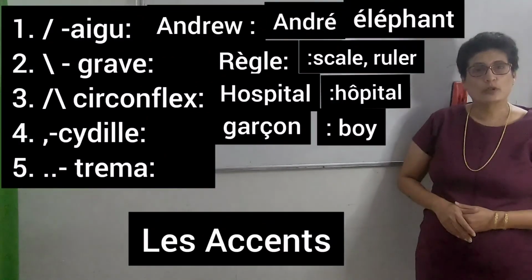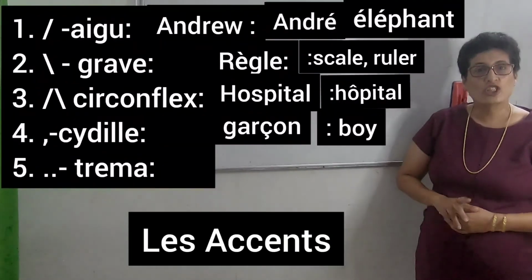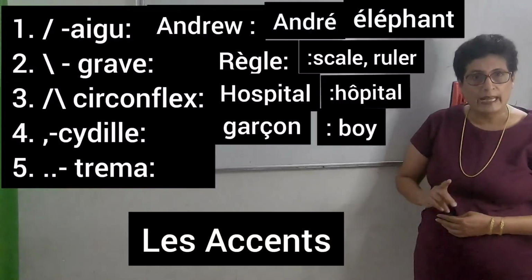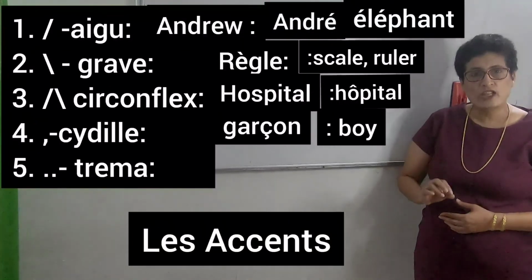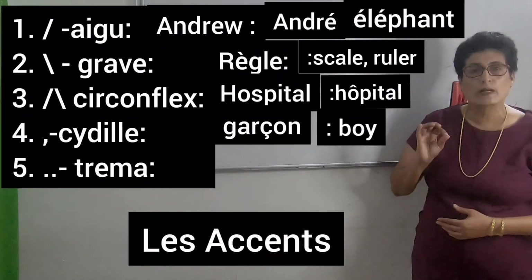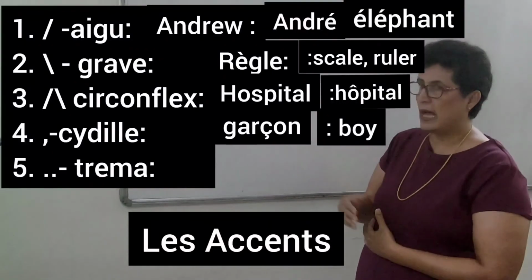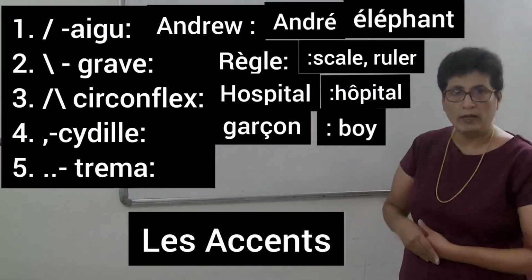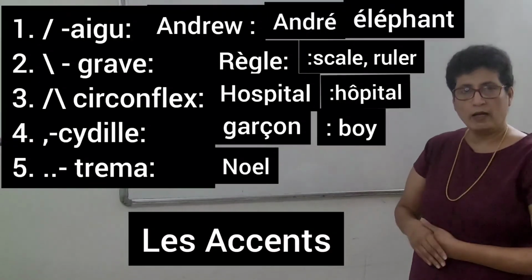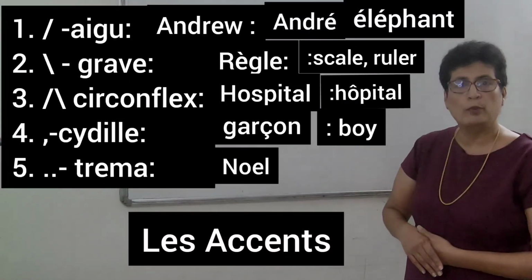Remember, it is put on a C, which is followed by an O or an A to change the sound from a K to an S. Let's go to the last one. The last one is the tréma. And the tréma is also called the double pointu.